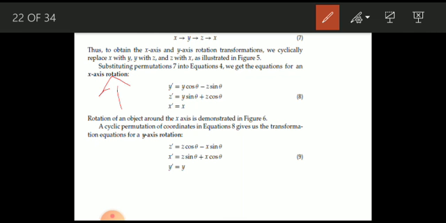Similarly, when the rotation happens with respect to the y-axis, then z dash would have the value defined by the equation z cos theta minus x sine theta, and x dash will be given by the equation z sine theta plus x cos theta. Similarly, y dash is equal to y because the rotation is about the y-axis.